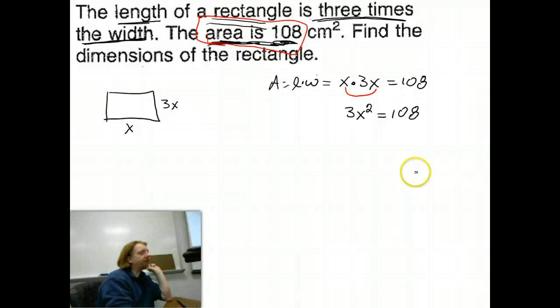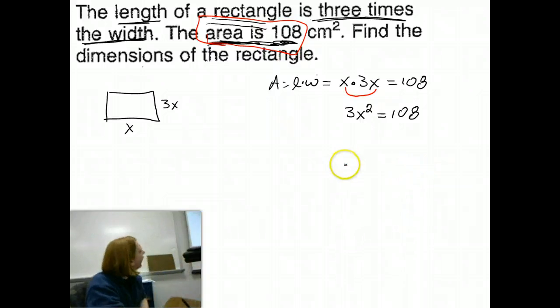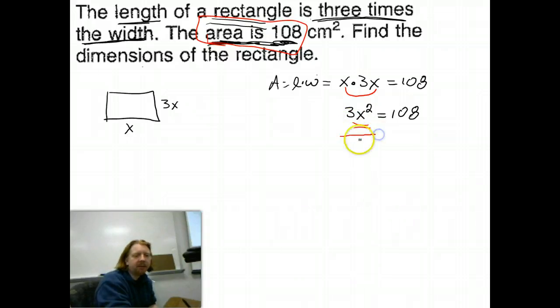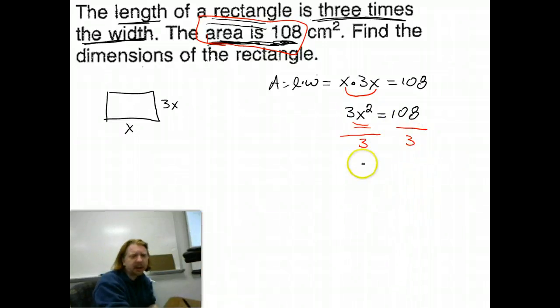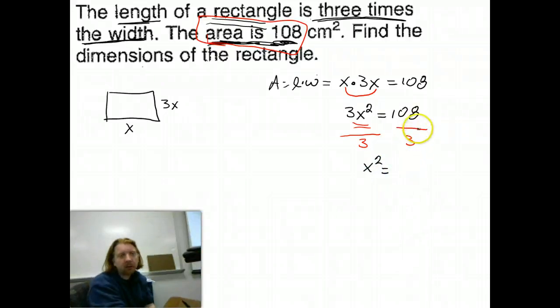This is not a good quadratic formula problem. This is better by square roots, because the only x term I have is my x squared term. Divide by 3 on each side, so I'm going to get that by itself. These are easy. So x squared is equal to 36.